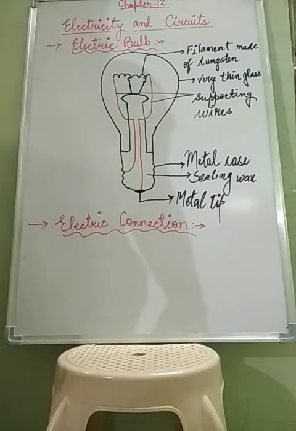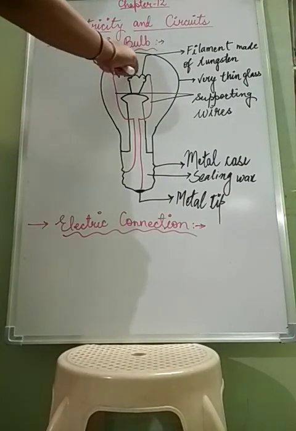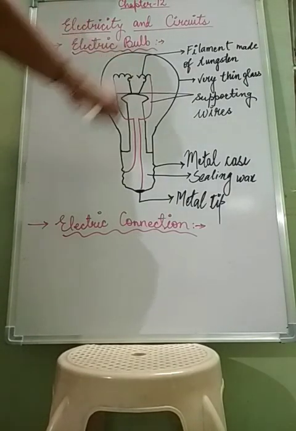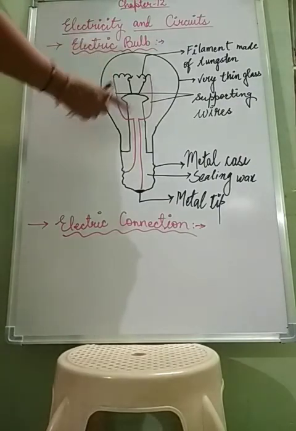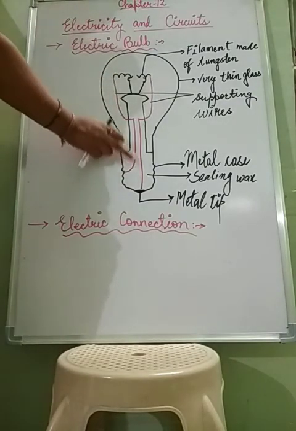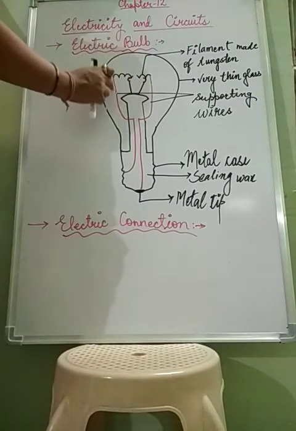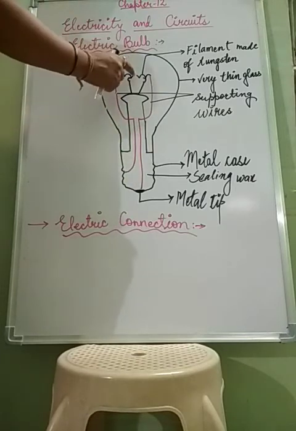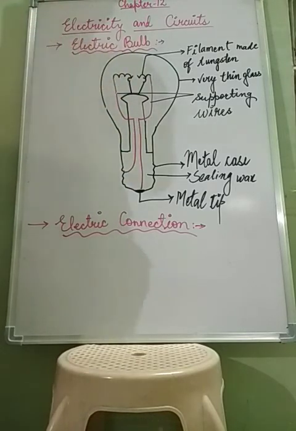Now take a look at this picture. If we break this filament, if I break this filament, then what will happen? The electricity will not be able to flow. Suppose the electricity is coming from here and moving from here to here, then this filament gets broken. Now the electricity will not flow. I already explained this in the last topic. So what will happen? Will the bulb glow? Then your answer will be no.